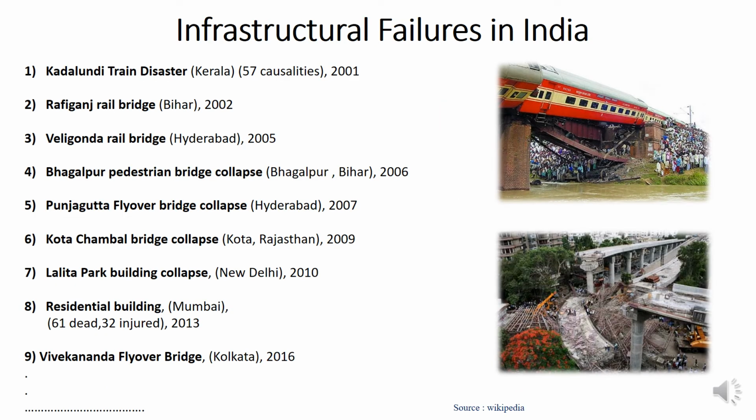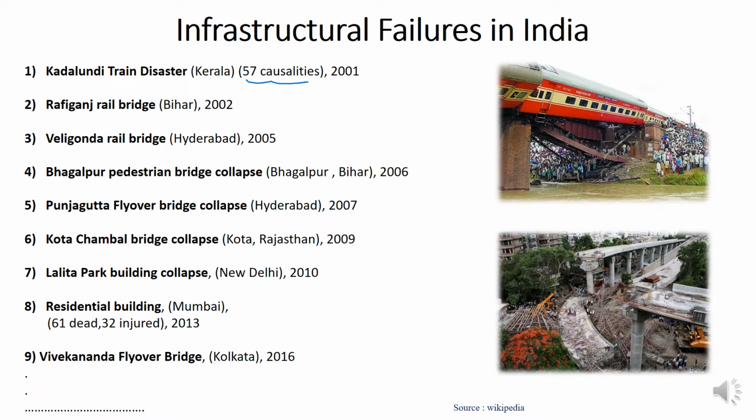So talking about India, there are several failures in India. These train disasters you might have heard or seen frequently in the news. Here are some of the failures which I found on Wikipedia and have mentioned here. This train disaster has led to 57 casualties.